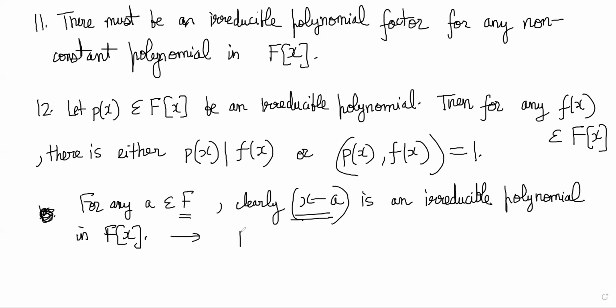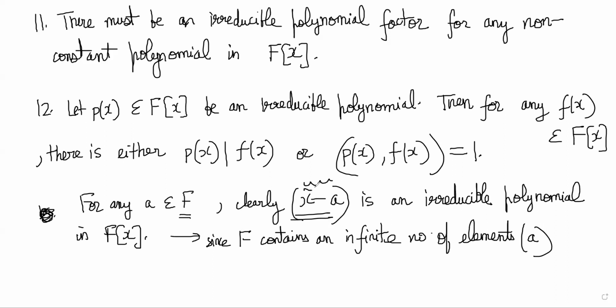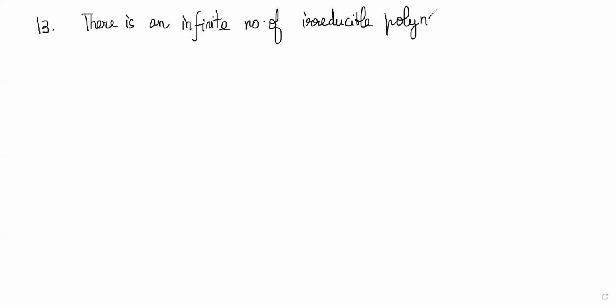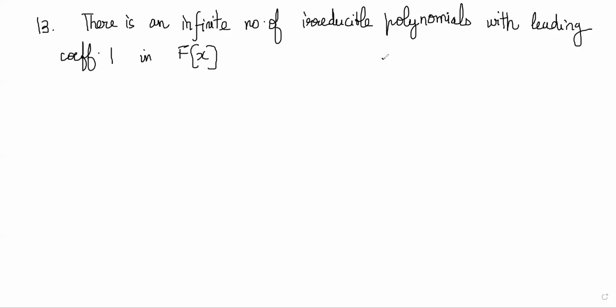And basically that means that since F contains an infinite number of elements, which are basically A, we can say that there are an infinite number of irreducible polynomials, right? So that is our next property. We say that there is an infinite number of irreducible polynomials with leading coefficient 1 in F of x. Why? Because for every a belonging to F, x minus a is an irreducible polynomial belonging to F of x. So therefore, there will be infinite numbers of these, right?